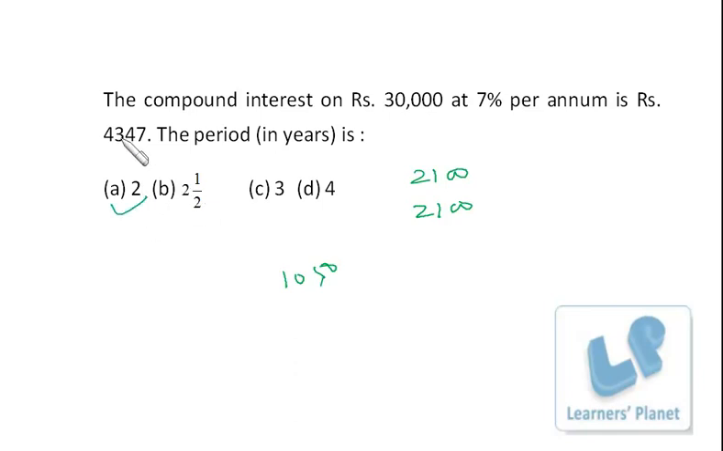And if you wish to calculate the exact amount, that also can be calculated. On 2100 at 7%, you just take 7% out, which is 147. So the total is 4200 plus 147, that is 4347. Very simple.